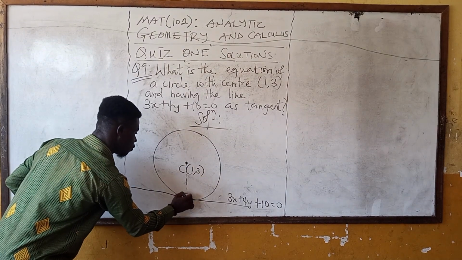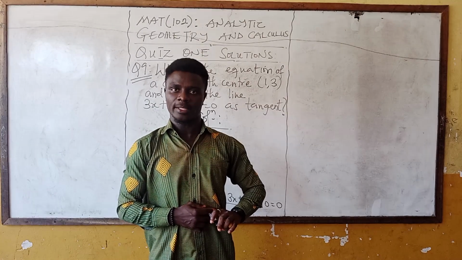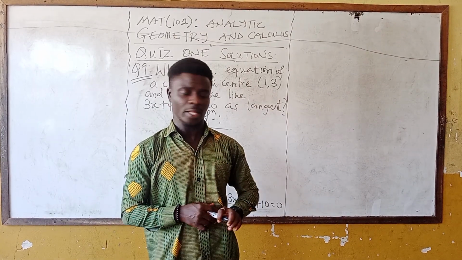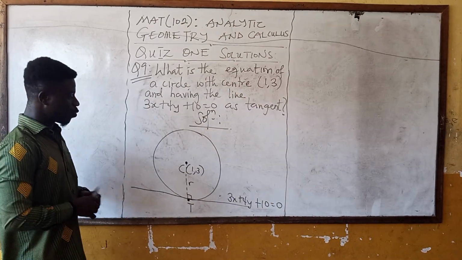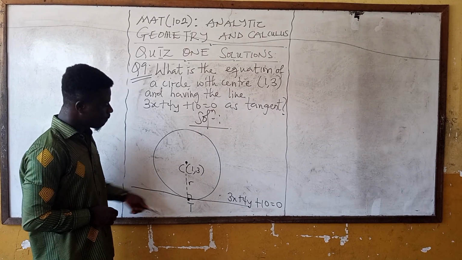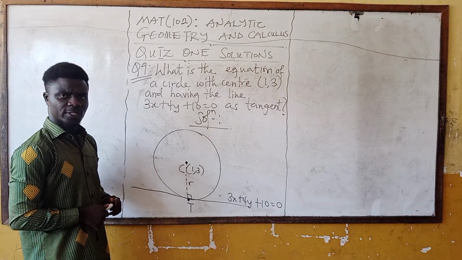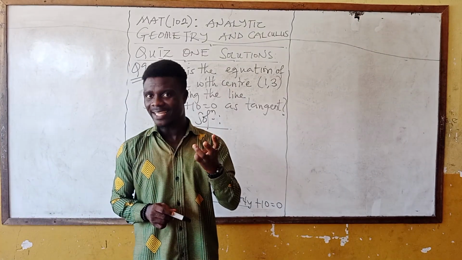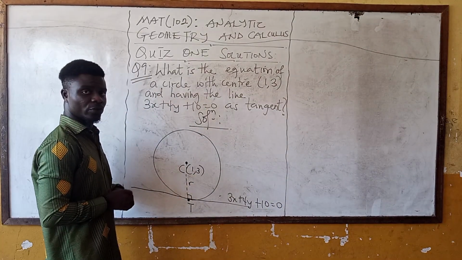Now, don't forget that the radius is perpendicular to the tangential line. The radius is perpendicular to the tangential line. So I have my radius here. Right? So if I want to find the equation of the circle, I have to obtain what? The radius. Because if you want to find the equation of the circle, you need the center and the radius. So how best can we find the radius?